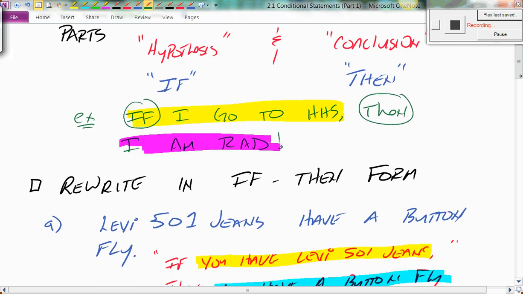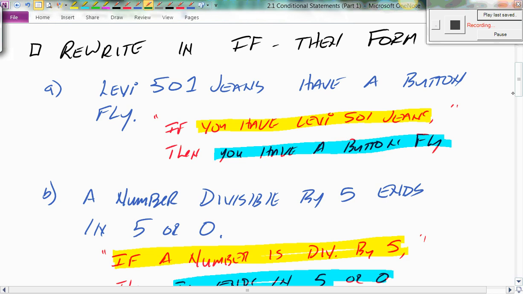Then we went down and we spoke about rewriting a statement in if-then form. And I gave two examples here. I said Levi's 501 jeans have a button fly. So that's just a statement. We changed it to a conditional statement by adding an if and then. So if you have Levi's 501 jeans, then you have a button fly. So the if you have Levi's 501s is the hypothesis, and you have a button fly, that is the conclusion.